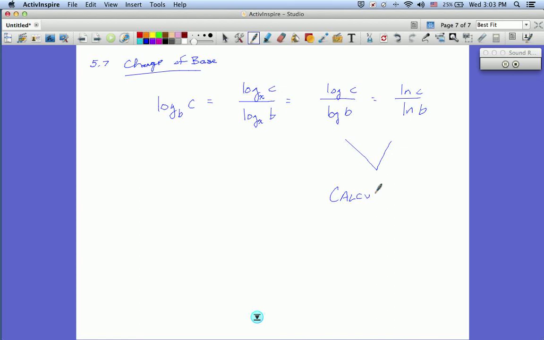All right, logs, we're going to have to use calculators often. Not always, often. So these are the ones we like the best because they're on our calculator. They're nice. Now, some of you have those fancy calculators, and you can put any base in there. And if you're interested in seeing that, I can show you how to do that. But that's neither here nor there.